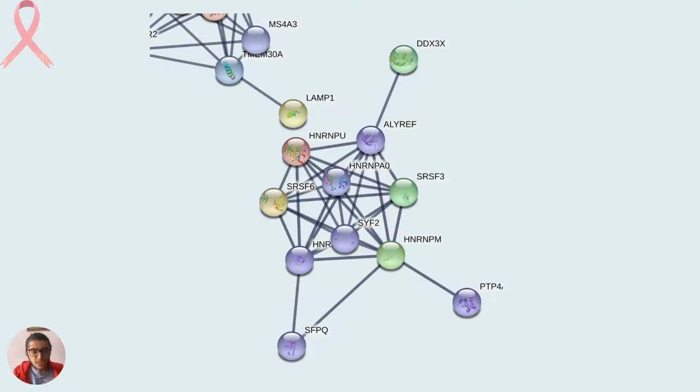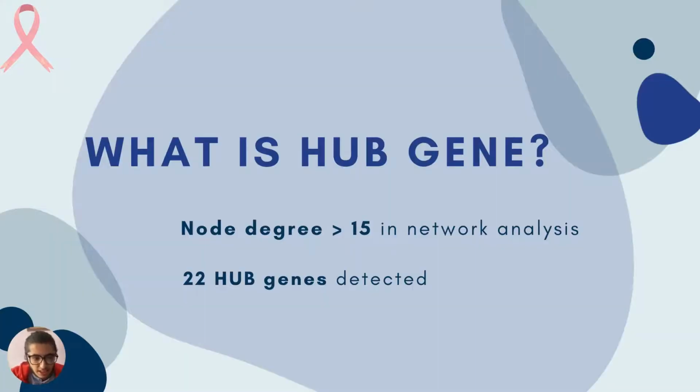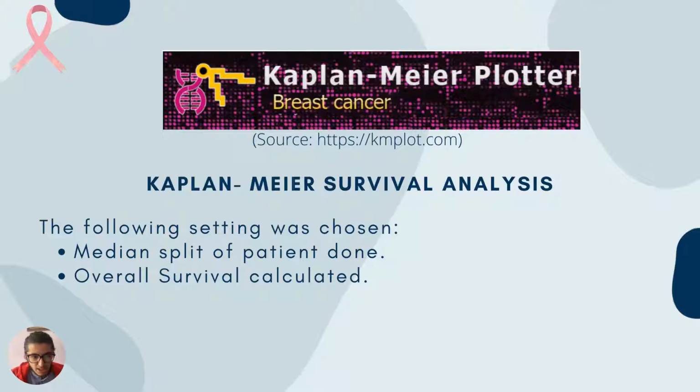The hub genes were set based on the node degree, and what node degree is, for example, this gene DDX3X is connected to only one gene, ALYREF, therefore its node degree is 1. So in this way, the hub genes were set, for which the node degree should be greater than 15, and we obtained 22 hub genes.